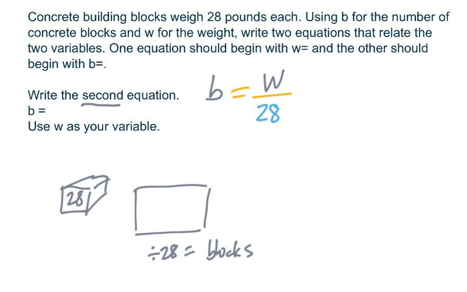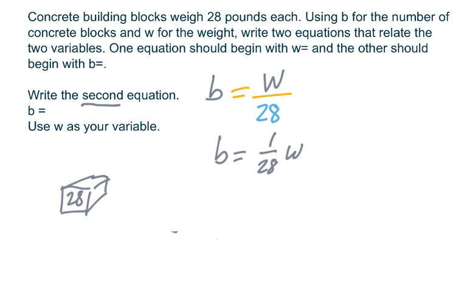Now, the other way to write this equation, which is just a rewriting, it doesn't change the equation itself, is to say that B equals 1/28 W. That's another way of saying W divided by 28. So now that we know what our equation is, we can look at some of the wrong answers.